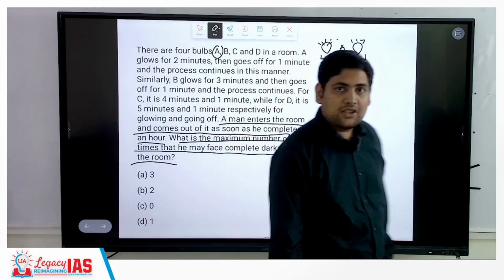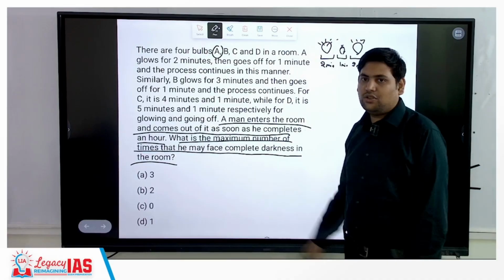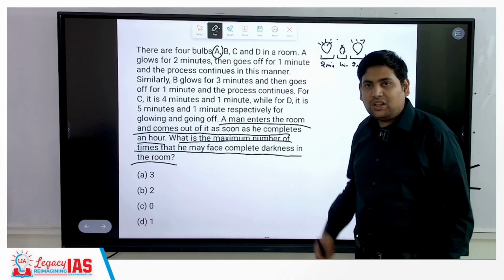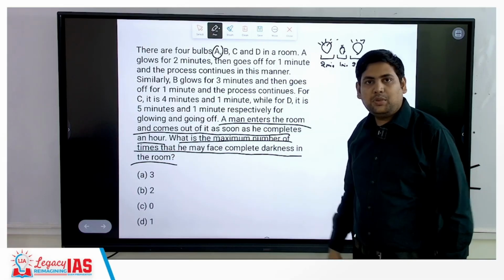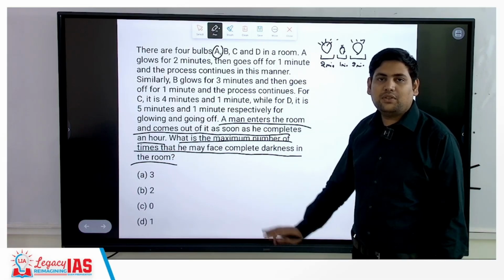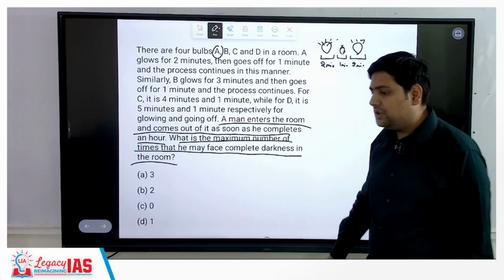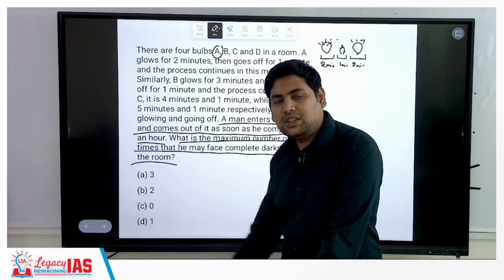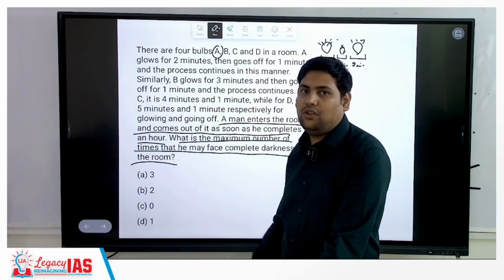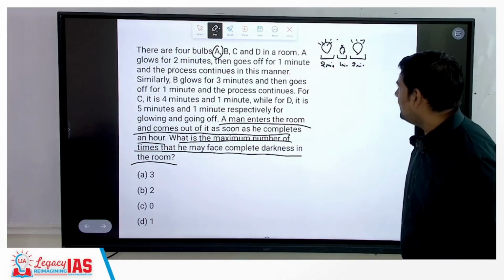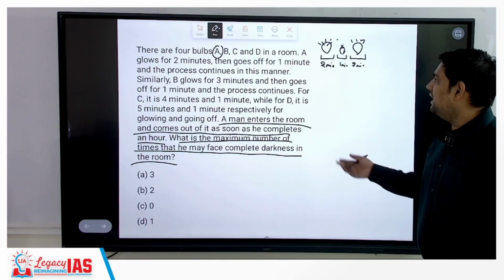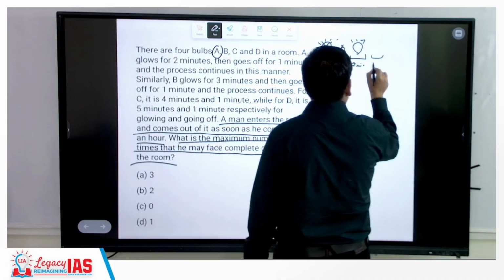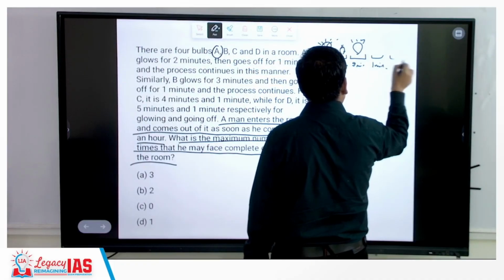Now, he has to face complete darkness in the room. For him to face complete darkness means what? All these 4 lights have to be switched off. So we need to find those minutes or those times when all these 4 get switched off. Now, once you understood this question, then it becomes easy. So 2 and 1. Now 2, 1, similarly 2, 1, it will go like this.